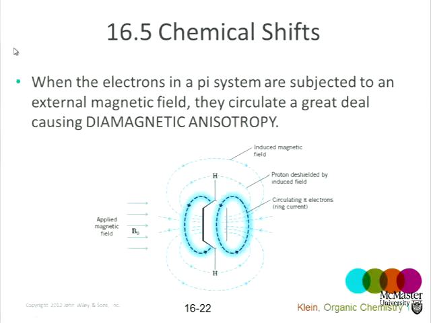Closed loop of wire, and the electrons begin to travel. You create a current essentially in the wire. That screws up the applied magnetic field, and as a consequence, protons on a benzene ring get extra magnetic field in the same direction as the applied magnetic field. You can see the little loop circulating here. If that sounds complicated, it is.